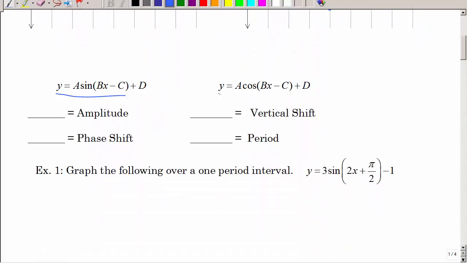You're going to have the general equation here, where A is going to be our amplitude.